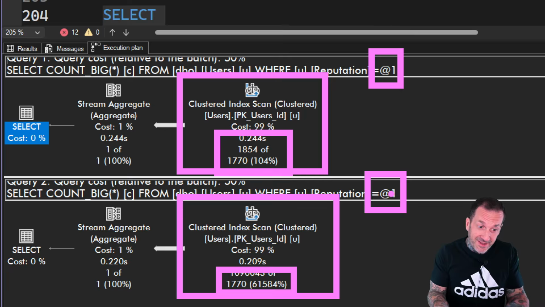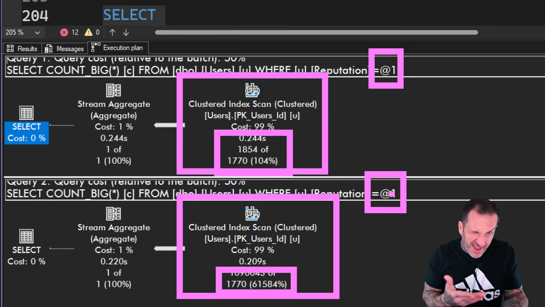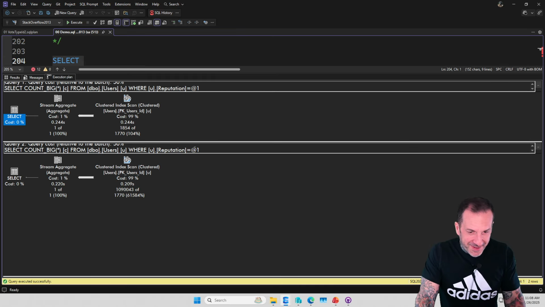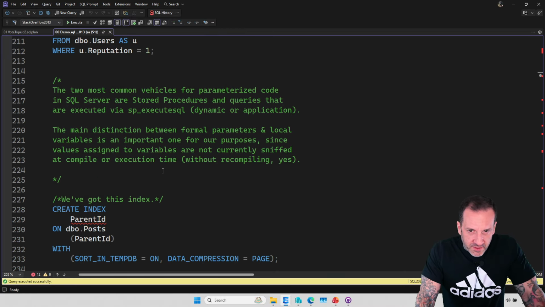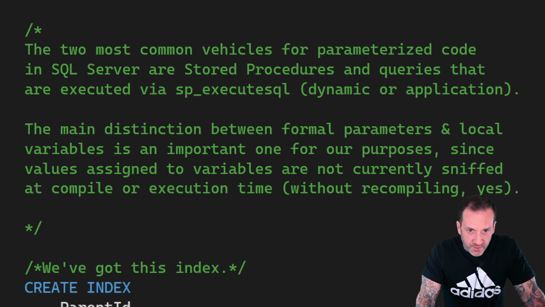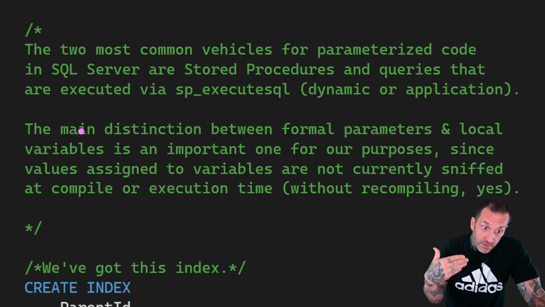So using literal values does not always insulate you from these types of things, but often the queries that get this are so simple that we're not really worried about big performance problems with them. But anyway, the two most common vehicles for parameterized code in SQL Server are, of course, stored procedures and queries that are executed from an application using sp_executesql. sp_executesql is a stored procedure, and when you execute dynamic SQL with it that contains parameters, you are essentially executing parameterized code. Right?